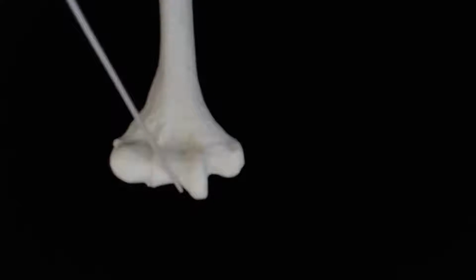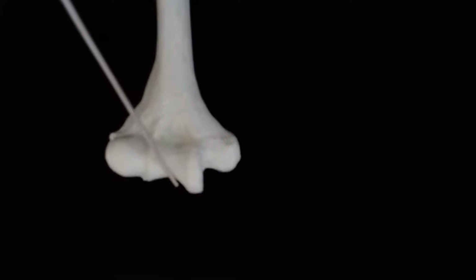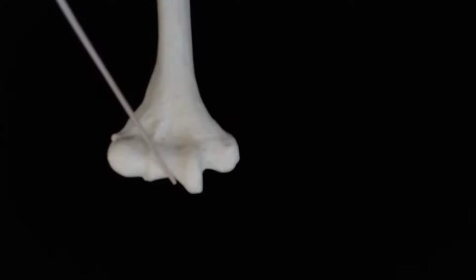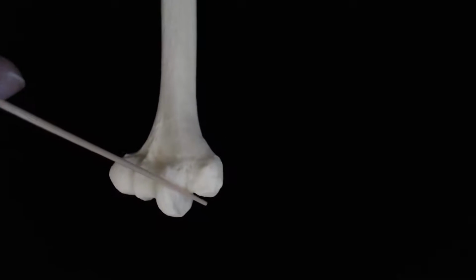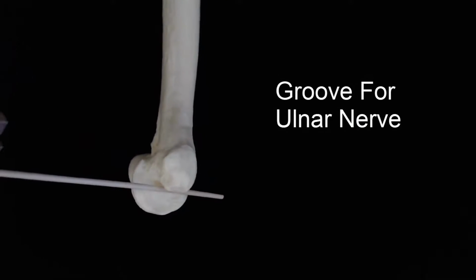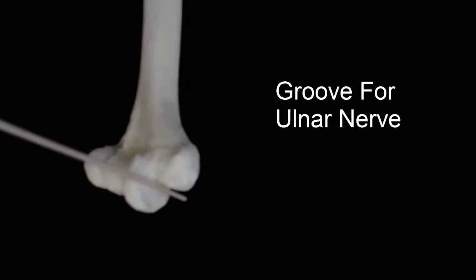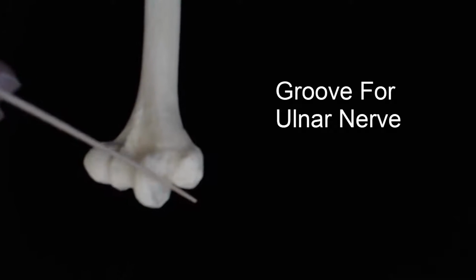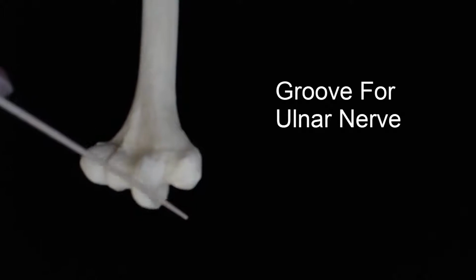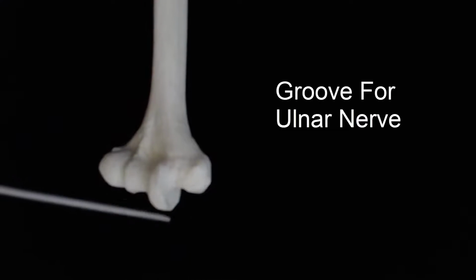Well, what really is your funny bone? That is the ulnar nerve. When you whack your elbow, you're bumping the ulnar nerve, and that's what gives that little shot up into the little finger. This little groove right here is the groove for the ulnar nerve. As you can see, that nerve would be fairly exposed right there, and that's why it's so easy to whack that elbow and get that little shock into the little finger.